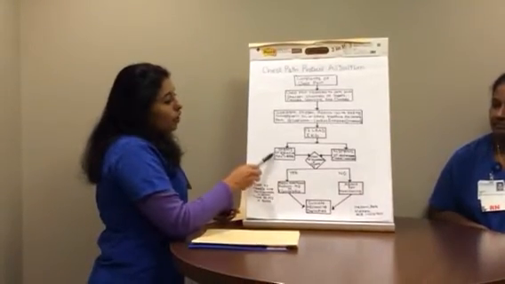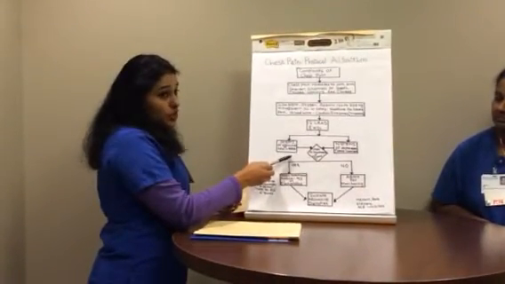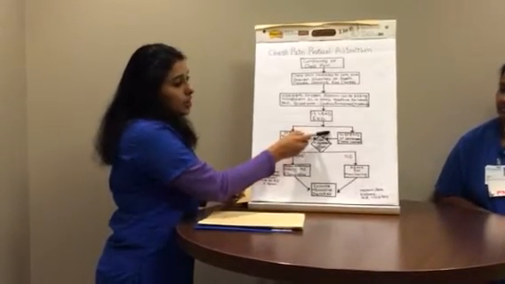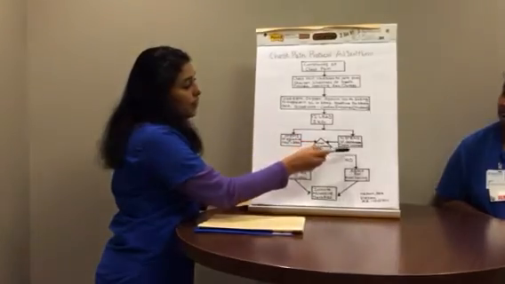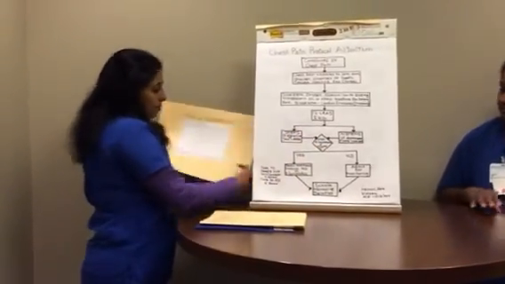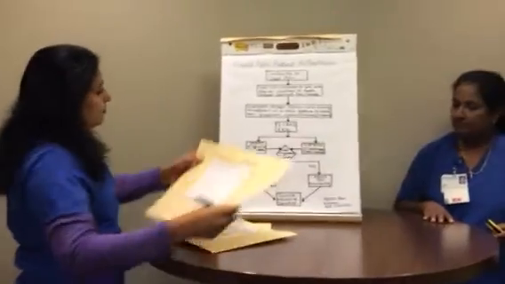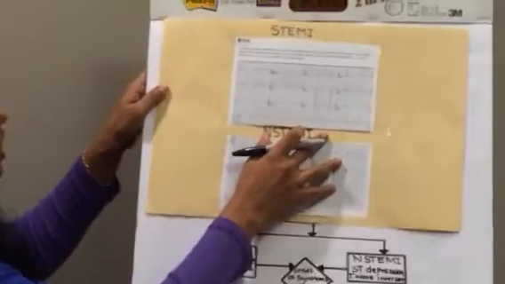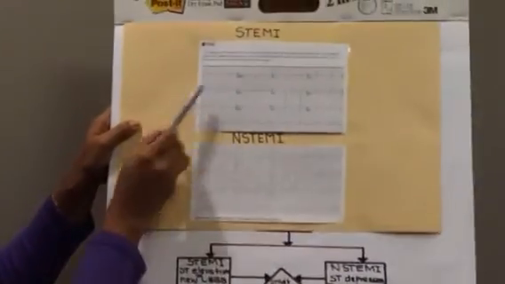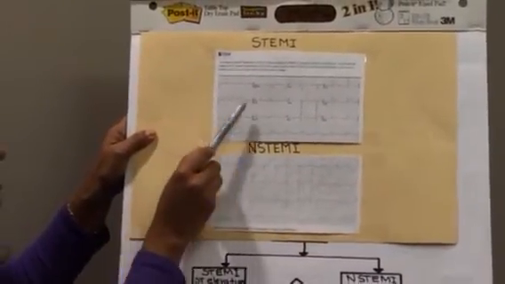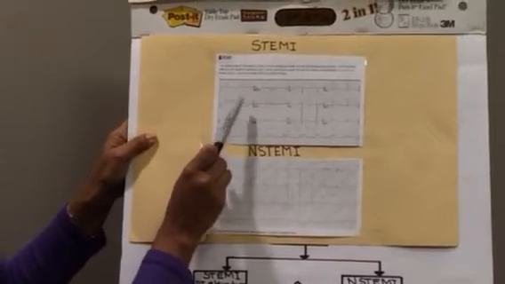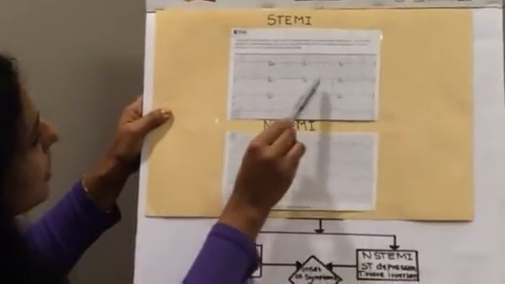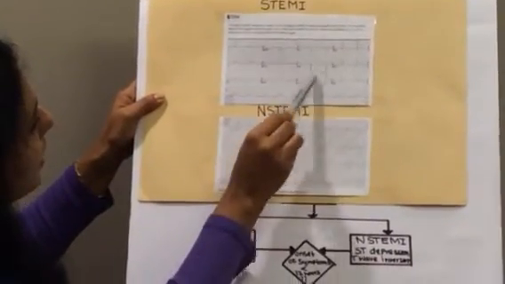In the STEMI, what you look for is ST elevation or a new left bundle branch block. In the non-STEMI, you look for ST depression and a T-wave inversion. If you look at STEMI EKG changes, what do you see? The ST segment is elevated, and we can basically see in V2 and V3 it's elevated.